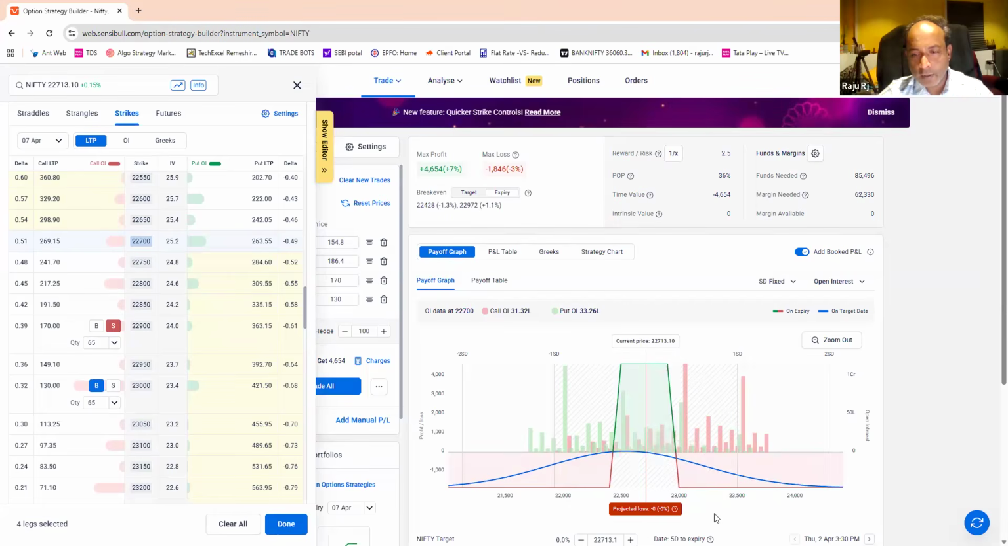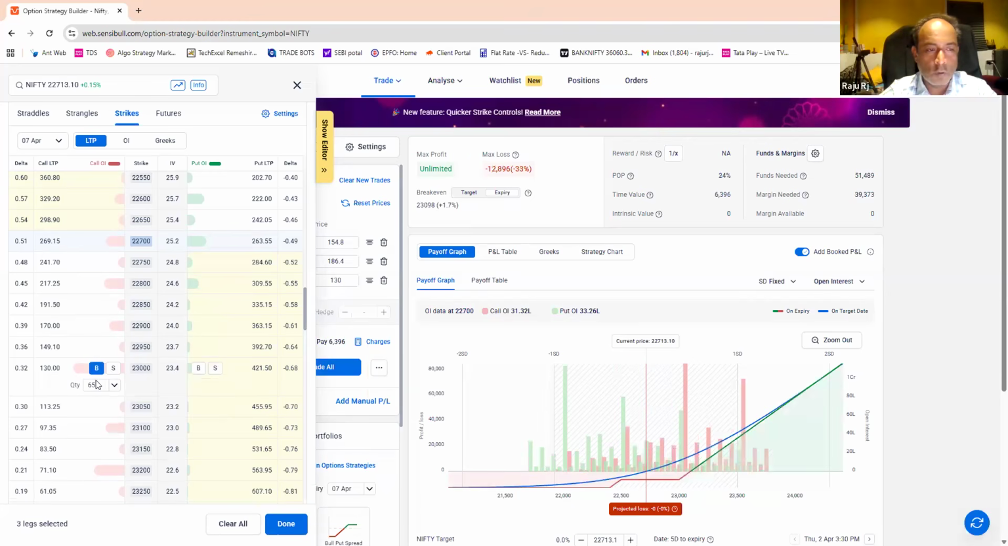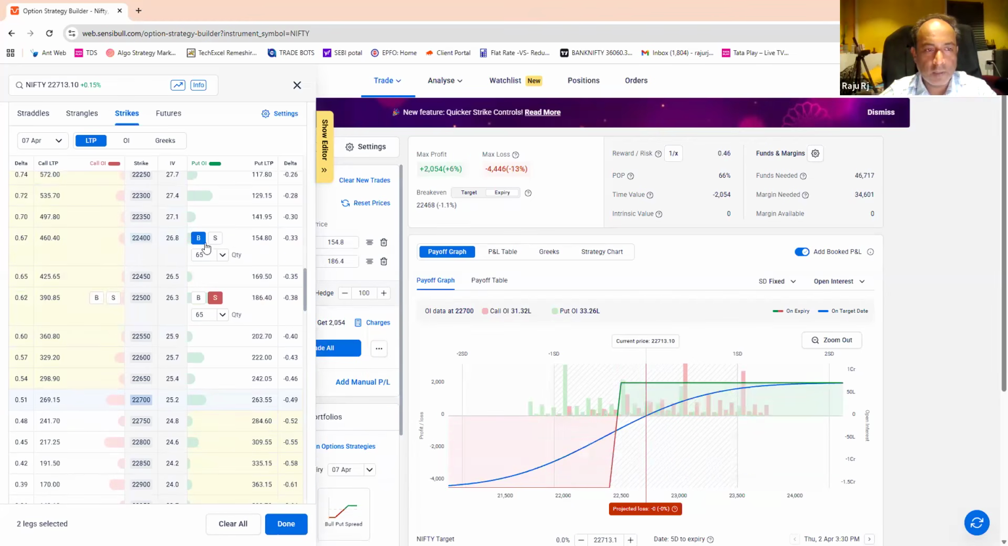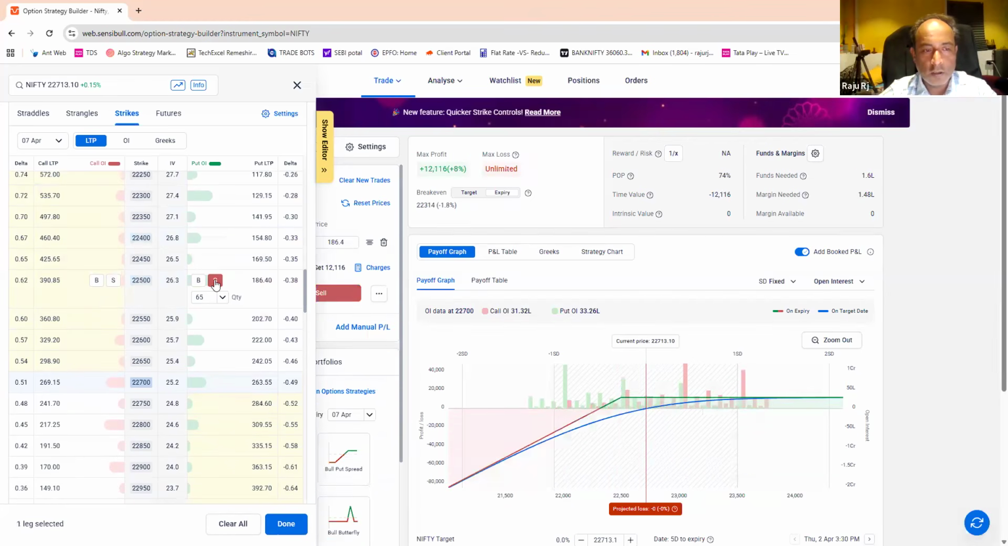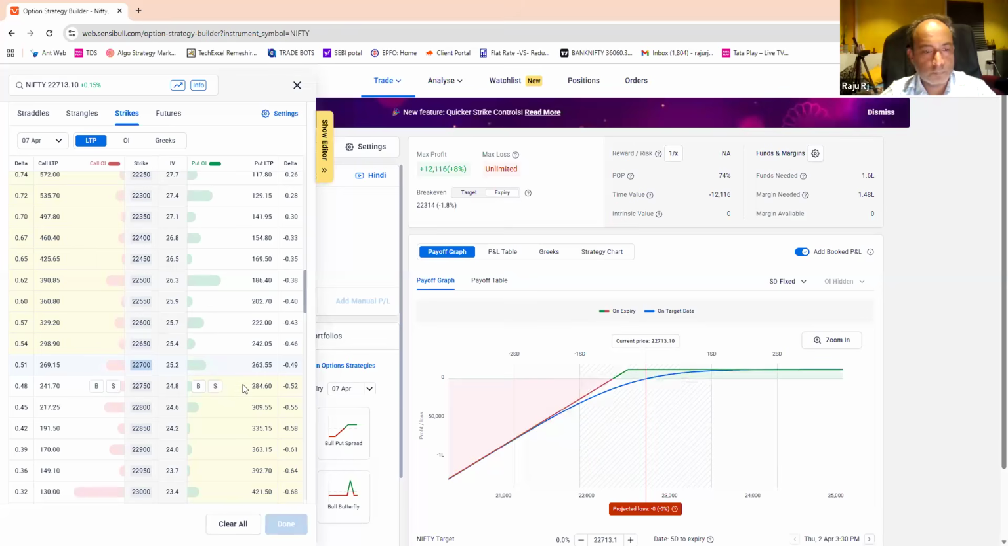If you want to go for an iron condor at this level, see, most of the sellers are here. The 22,000 put has high open interest, the 23,000 call has the highest open interest, and here you can also see 23,500 as a highest open interest. In the same way, if you want to go for a high probability iron condor, you can sell any here. Just clear all.